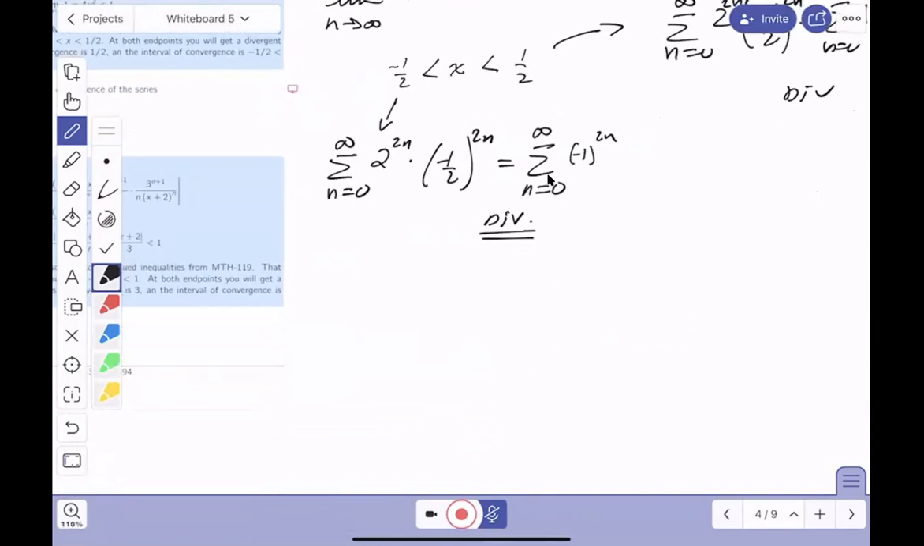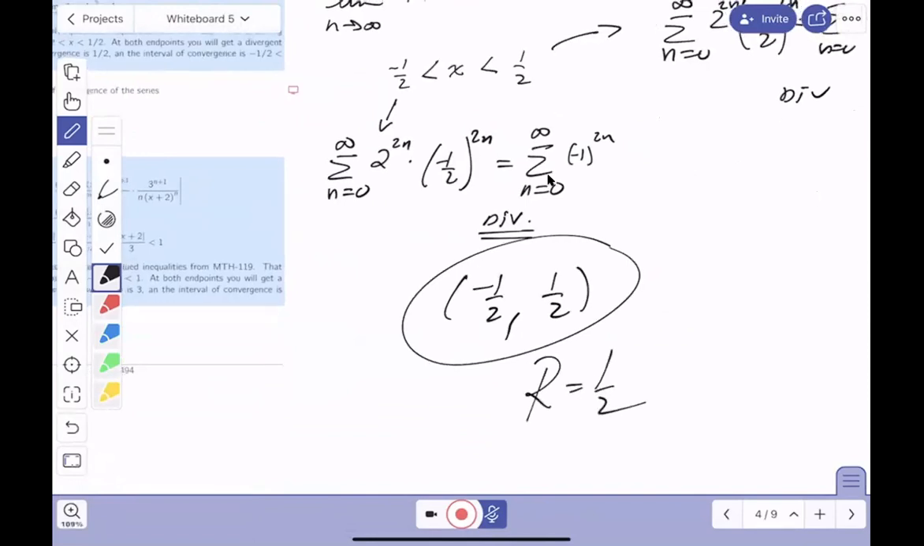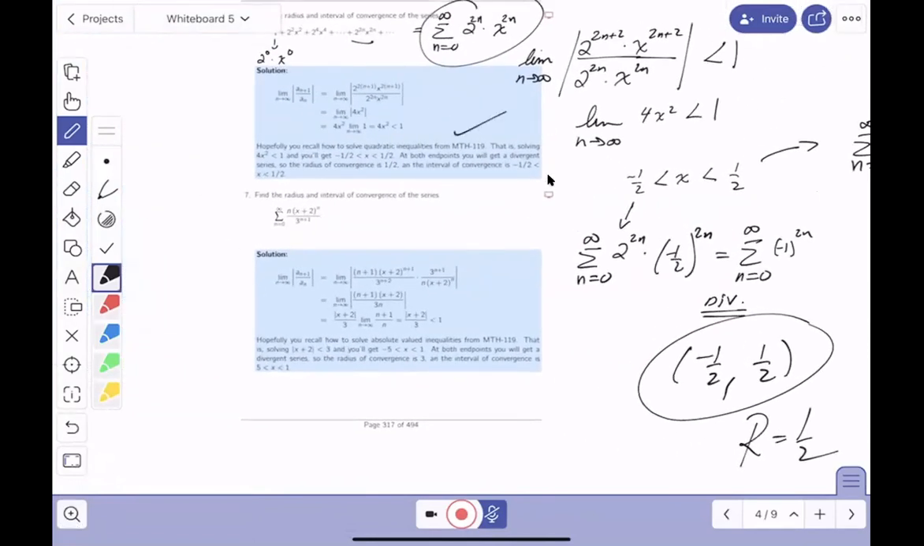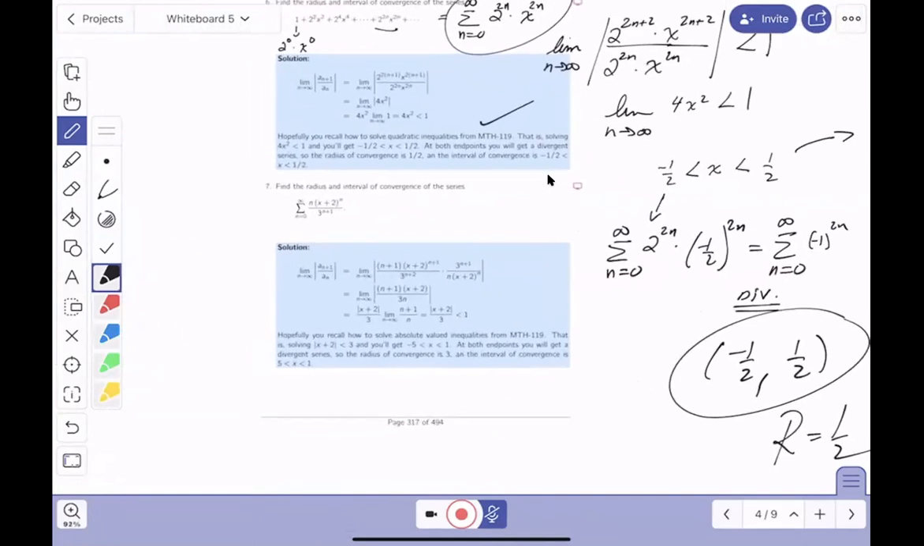So what's the interval here? Minus 1/2, you can't include that point, and 1/2, you can't include that. What's the radius? It's 1/2. They have that work written down there for you. Pretty simple. All right, let's do the next one.